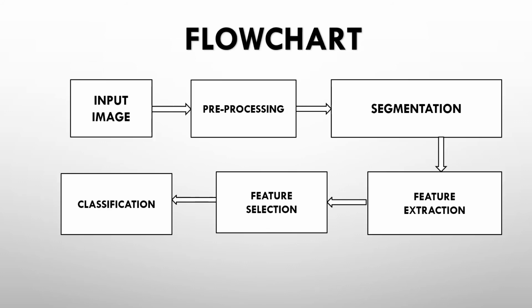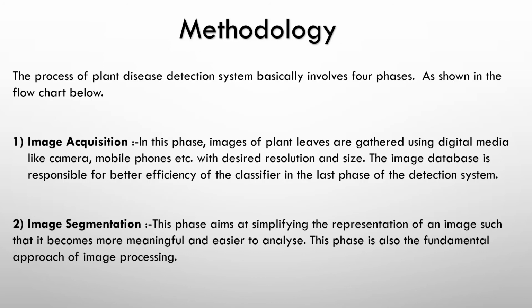So this is a flowchart representing different processes which undergo in plant disease detection. The first step is input image followed by pre-processing, then segmentation and feature extraction, then feature selection, and lastly classification. Now we will see the existing methodology for plant disease detection.